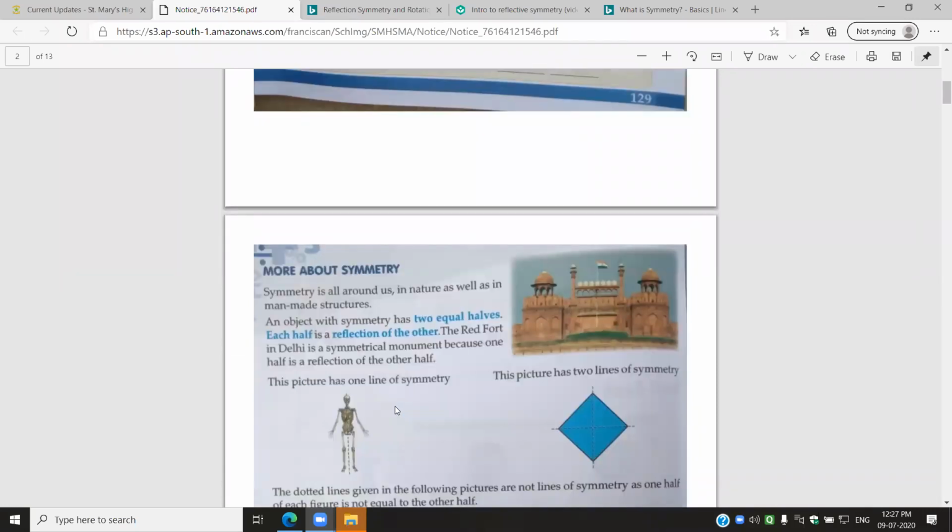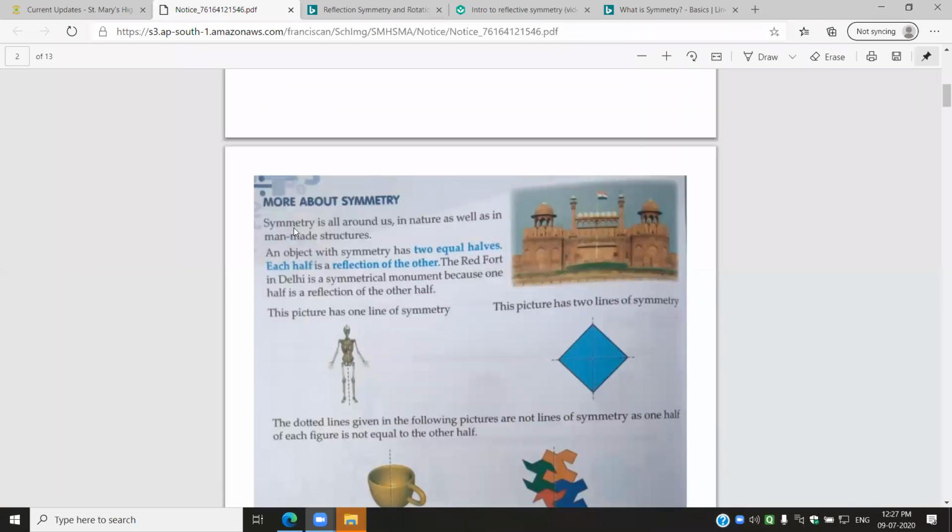Next, we'll read more about symmetry. So all that was only revision. Now more about symmetry. Symmetry is all around us in nature as well as in man-made structures. An object with symmetry has two equal halves. Each half is a reflection of the other. The Red Fort in Delhi is a symmetrical monument because one half is a reflection of the other.